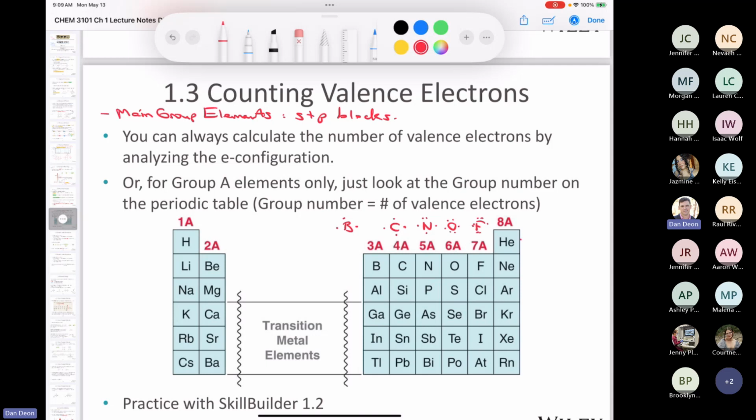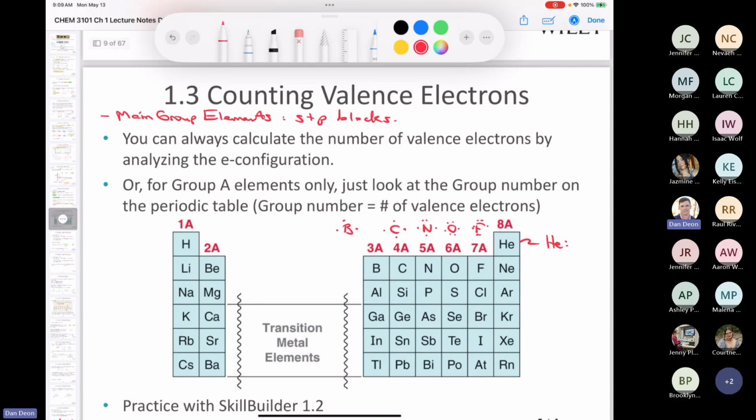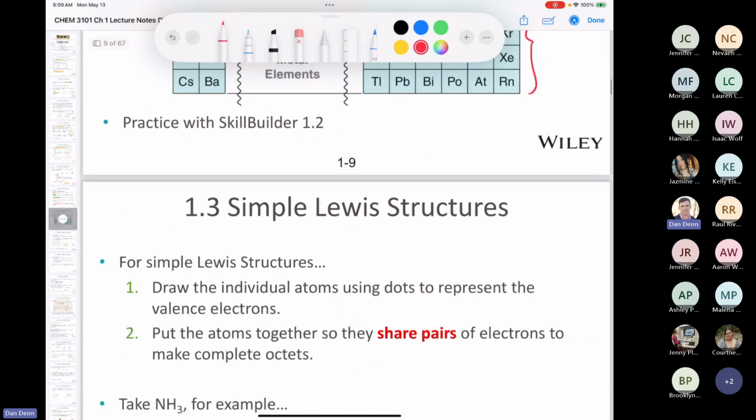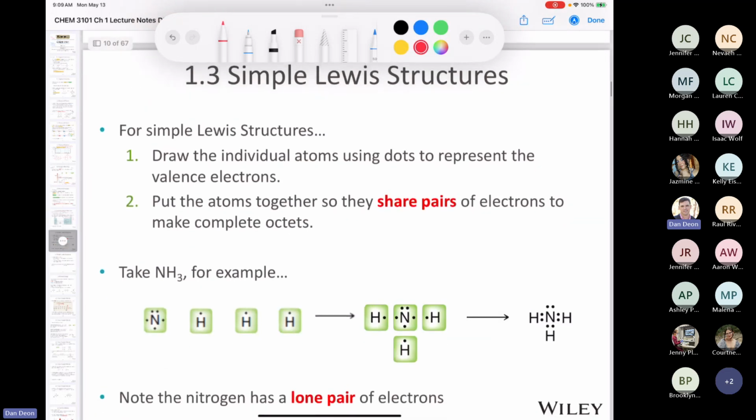And then, of course, helium is an exception. It only has 2 valence electrons because it only has the 1s orbital available to it. But all the rest of the noble gases have 8 valence electrons, right? Like neon would look something like that. So again, you should be able to draw a Lewis structure for any of those elements on the previous slide.